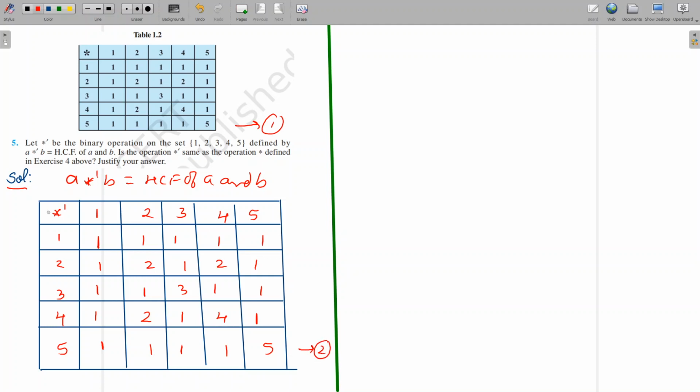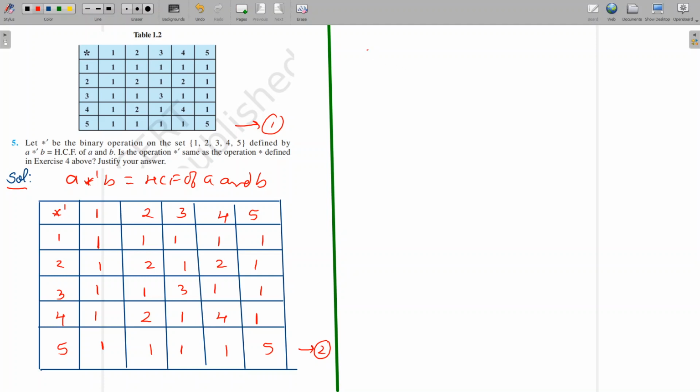So we can see that the first row has star dash 1 2 3 4 5. Here also the star row is 1 2 3 4 5. Then the second row is 1 1 1 1 1. Here also, the third row is 2 1 2 1 2 1. Fourth row 3 1 1 3 1 1. Then the fifth row is 4 1 2 1 4 1. That is the same here also. And the sixth row is 5, then 4 times 1, and then 5. Here also 5, then 4 times 1, and then 5. So we can see that table 1 and table 2 are identical.